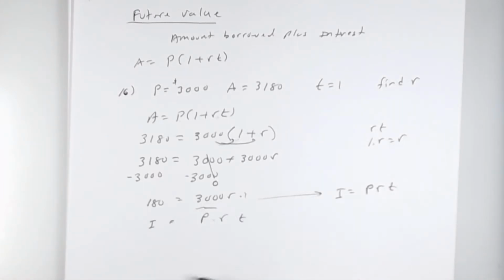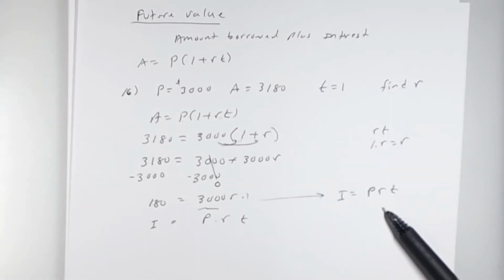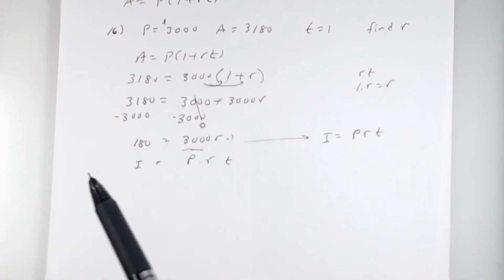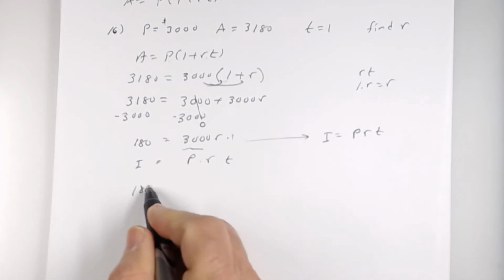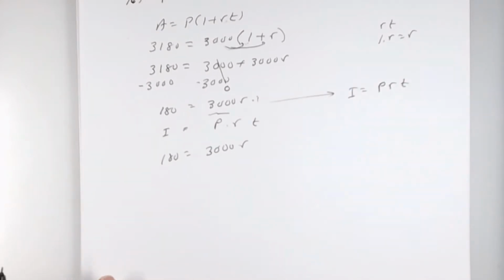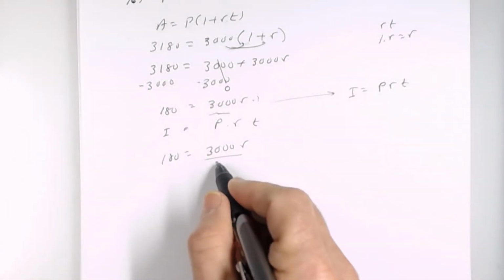So in these problems, you can go directly to this. You just got to find the interest, but that's easy. It's just a subtraction idea. Okay, so let's continue with this. All right, now, so I'm at this point. 180 equals 3,000 R. And how to get R by itself? Divide both sides by 3,000.